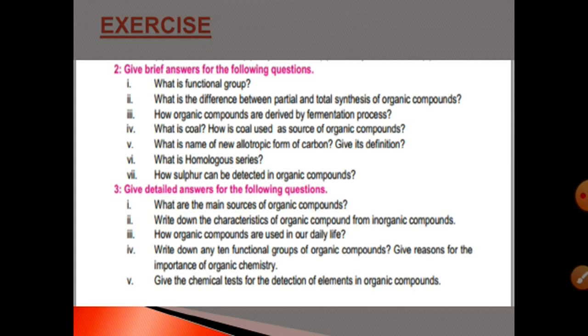Give reasons for the importance of organic chemistry. We have already discussed the importance of functional groups in organic chemistry: on the basis of these functional groups we can name the organic compounds, we can classify the organic compounds into families and groups, and the functional group is the site of reactivity. Give the chemical test for the detection of elements in organic compounds. Detection of sulfur, nitrogen and halogen by using the Lassaigne test, and you can also describe the detection of carbon and hydrogen as well.